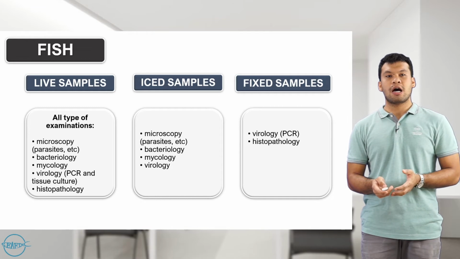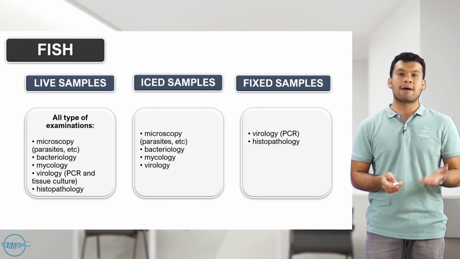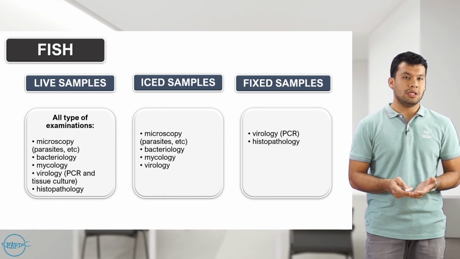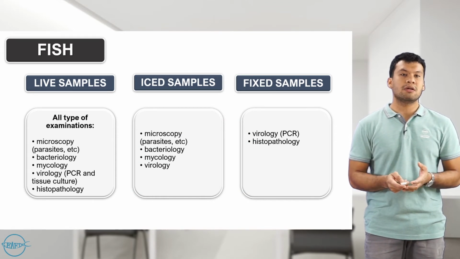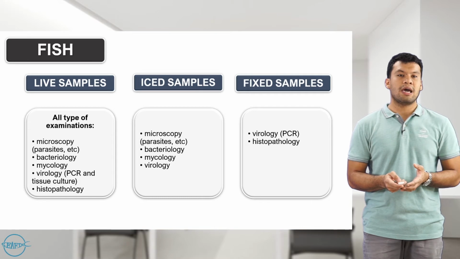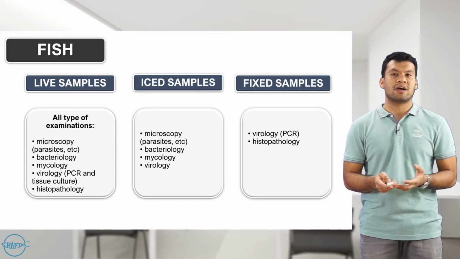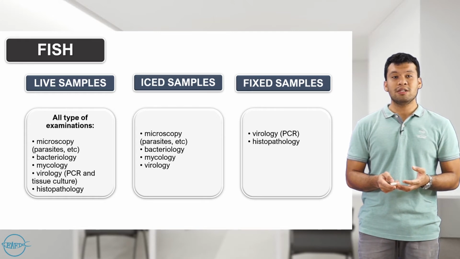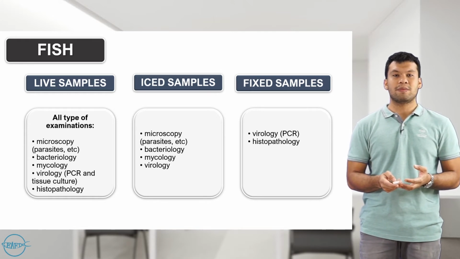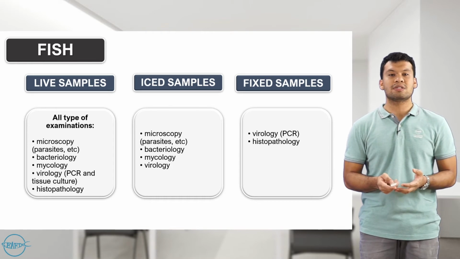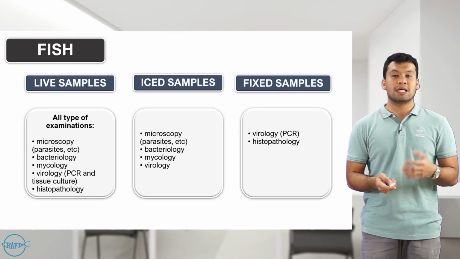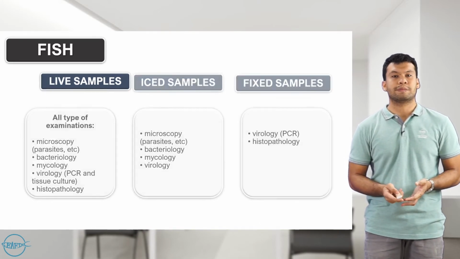Then let's move on to fish. So for fish, we do accept live samples, iced samples, or sometimes fixed samples. For live samples, we conduct microscopy, bacteriology, mycology, and the molecular part, which is the viral detection. And then if you fail to send live samples to the laboratory, you can always use iced samples. You can also conduct microscopy for that one, bacteriology, mycology, and virology. And then for fixed samples, we do, again, PCR and then histopathology.